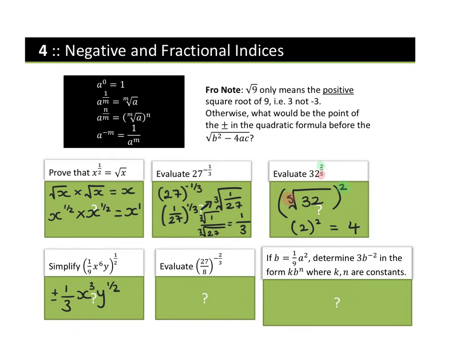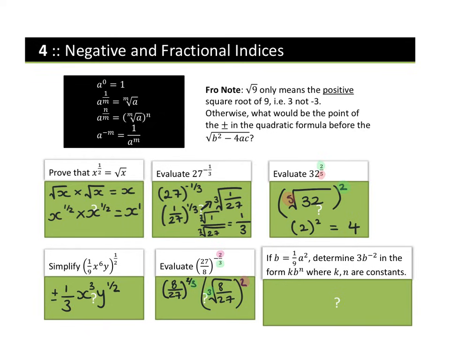Next one says evaluate 27 over 8 to the power of minus 2 over 3. Now, to get rid of the minus, we do the reciprocal. So that means we're going to have 8 over 27 to the power of positive 2 over 3. Then, to the power of 2 over 3 means the cubed root of 8 over 27, all squared. Because remember, the denominator is what we root it, and the numerator is then outside the bracket.